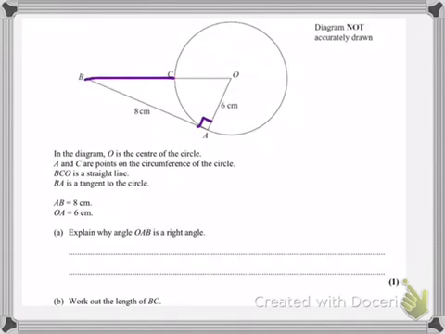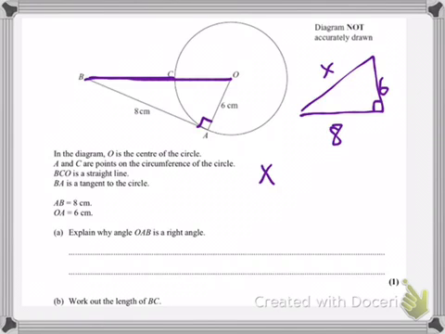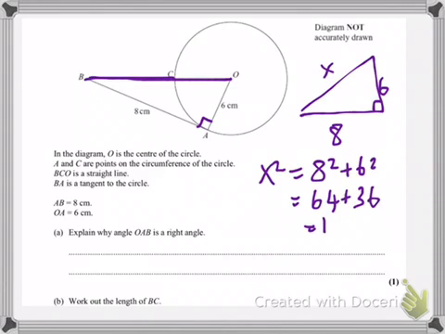To find the length BC, first of all we need to find the length of BO, and it's just a right angle triangle. We've got the right angle triangle, 8, 6, and we're looking for the hypotenuse. So we're using Pythagoras' theorem, which is 8 squared plus 6 squared, which is 64 plus 36, which is 100. So x is the square root of 100, which equals 10. So that whole side is 10 right up there.